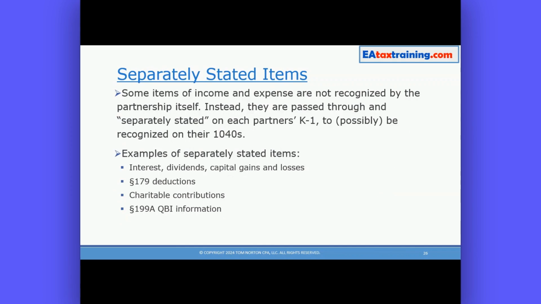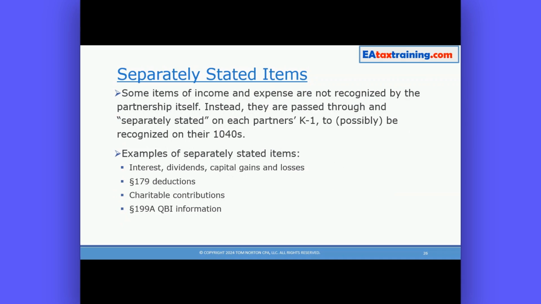Separately stated items. Some items of income and expense are not going to be recognized by the partnership itself. So on that first page of the partnership return, where we showed the income and the expenses, there are going to be some things that don't show up on page one. Instead, they are going to be passed through directly to the partner as a separately stated item on the K1, so then the partner will recognize that on their own 1040.